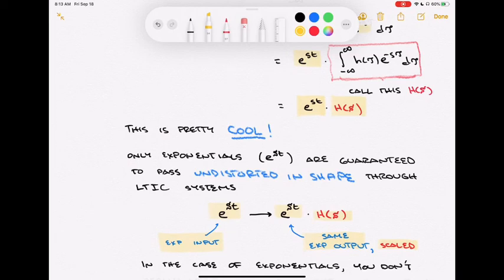You put in almost any shaped function, and it gets shape distortion of some sort, because most inputs to those systems cannot pass through undistorted in shape. It's really only those complex exponentials that do so. Mathematicians have a name for this. They call that signal e to the st an eigenfunction of this system. So it's a characteristic function of this system, and they just have that really special property.